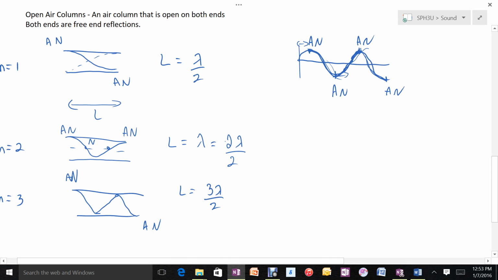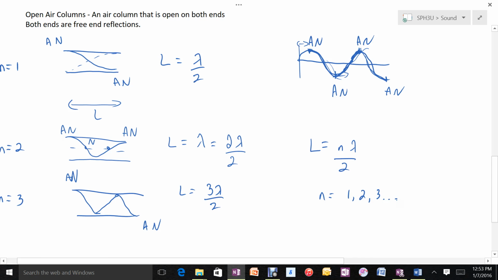Looking at these and remembering it from our fixed string, we should be able to see that the length of the air column is equal to n lambda over 2, or the length of the air column will be equal to those wavelengths being able to produce standing waves on that air column. Here again, n equals 1, 2, 3.